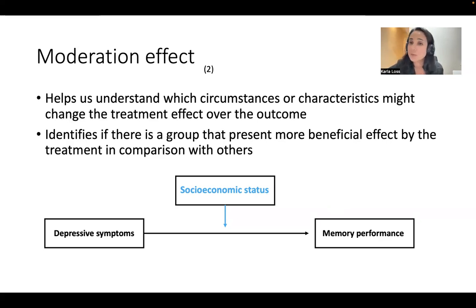It identifies if there is a group that presents a more beneficial effect from the treatment in comparison with others. So in my example, I use depressive symptoms and their association with memory performance, and having socioeconomic status, low versus high, as a moderation effect or effect modifier. You can see this term in the literature too.